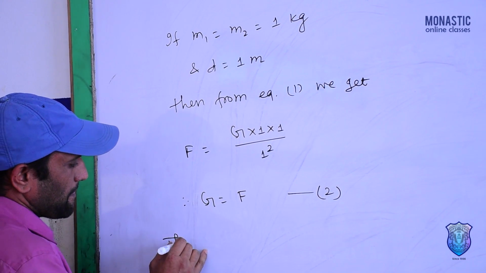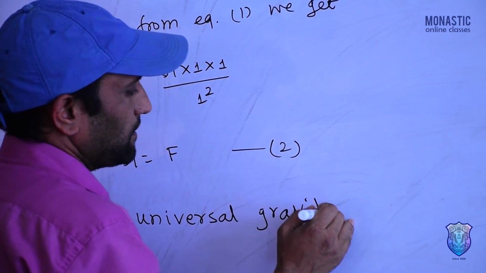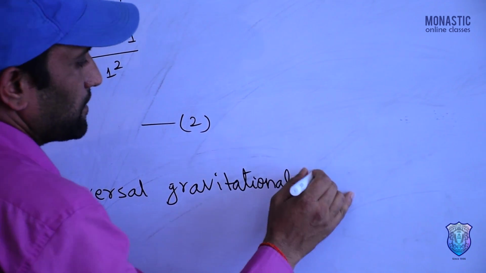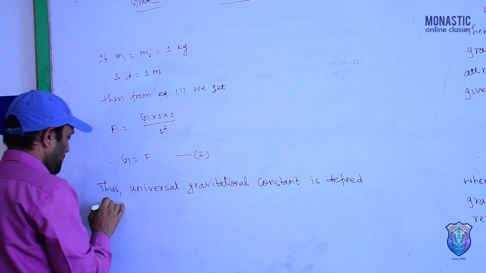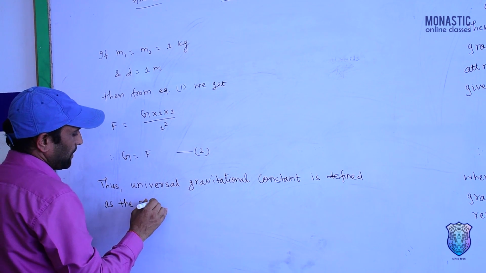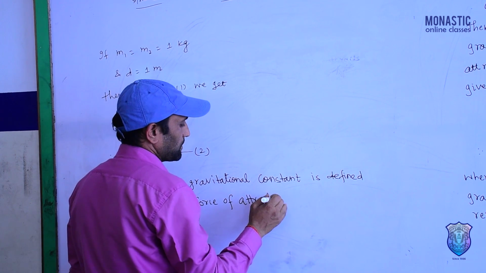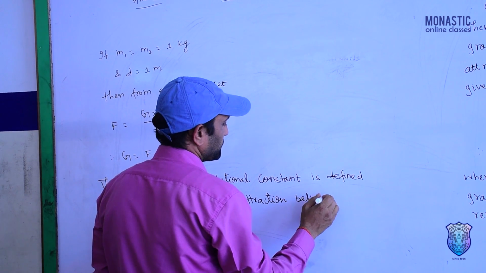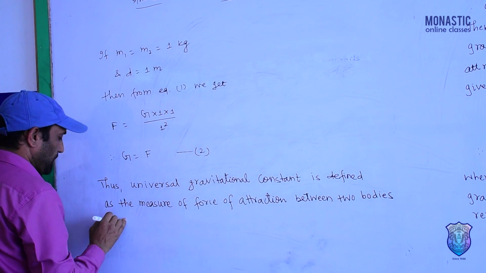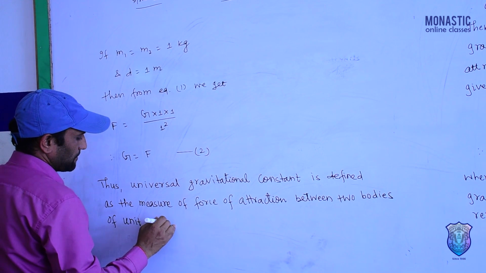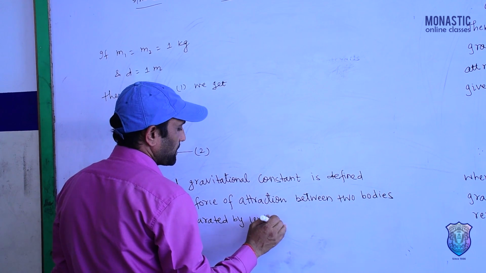We can write it thus: universal gravitational constant is defined as the measure of force of attraction between two bodies of unit masses separated by unit distance apart.